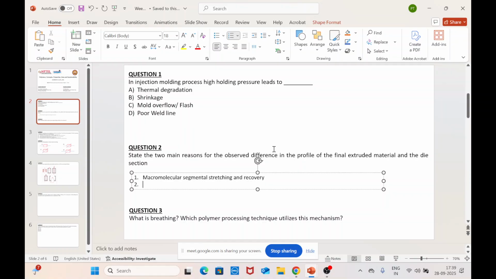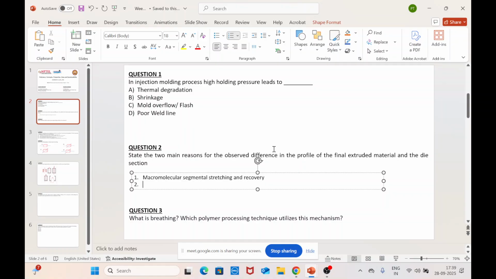So in order to get a particular plastic product with a certain shape, we need to adjust the shape of the die section. Because if we keep that shape the same as what we actually want in our plastic product, then because of this macromolecular segmental stretching and recovery, the plastic product that we finally get out of this extrusion process is not going to be what we actually intend.